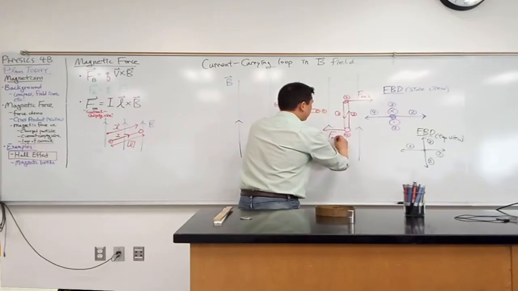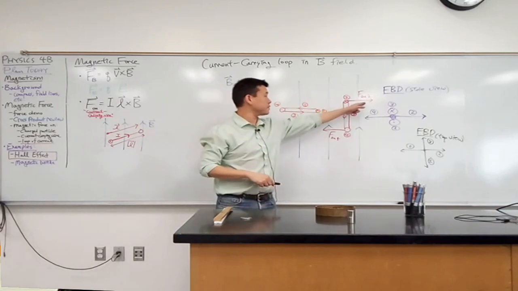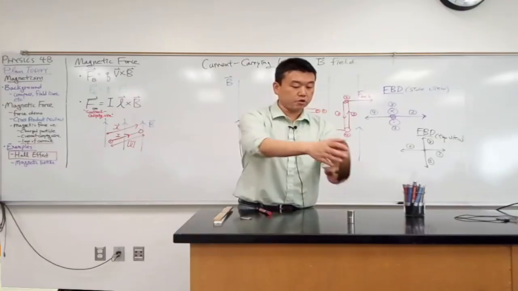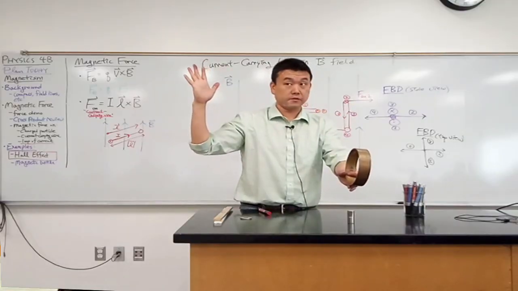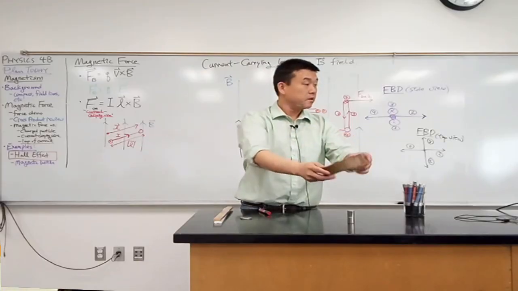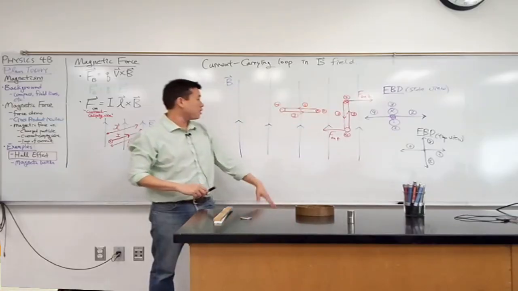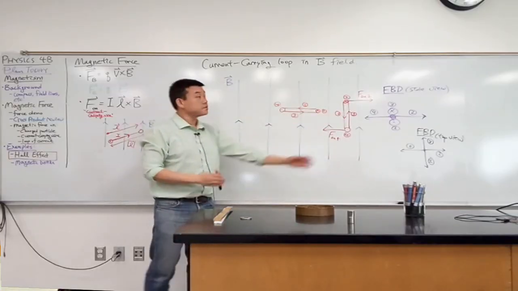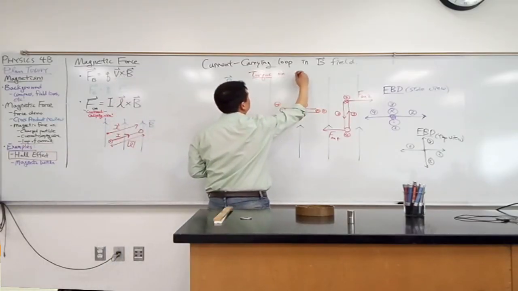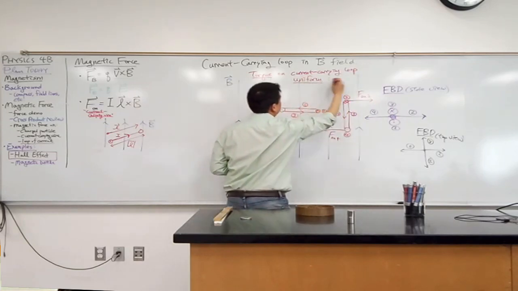So if we are looking at net force, has anything changed? The net force is still 0. This will balance out this. But something has changed, so that if I place a loop this way and let go, it will start to move. How does it move? Yeah, it starts to rotate. So this is an example of a torque on a current carrying loop due to a uniform magnetic field.